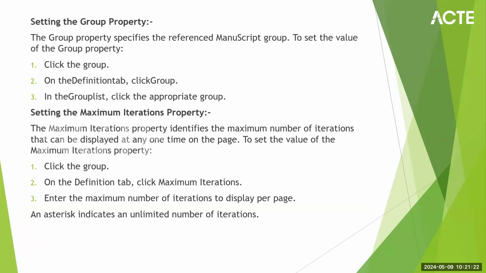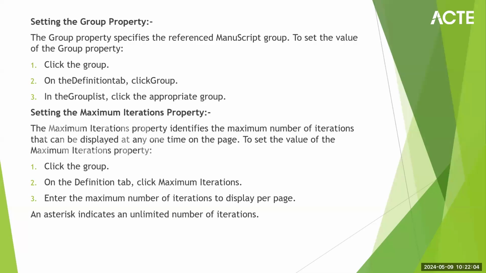Setting the group property. The group property specifies the referential manuscript group. To set the value of the group property, click on the group and the definition tab, click the group list, and click on the appropriate group. So basically now you have created a group in the particular manuscript on the particular page. Now you want to add another group in the particular group. You can add it like this or set any properties you want for the particular group.